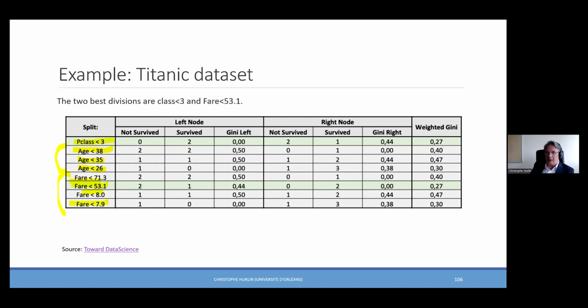For each of them, for instance, if I consider a split according to the age, given a threshold of 38, on the left node, I will reach a Gini index of 0.5. On the right, I will reach a Gini index of 0, and then a weighted average of 0.4. Is it clear? If I use the class, this is a binary variable. On the left, I have this Gini. On the right, I have this Gini value, and this is my weighted Gini index. Question?